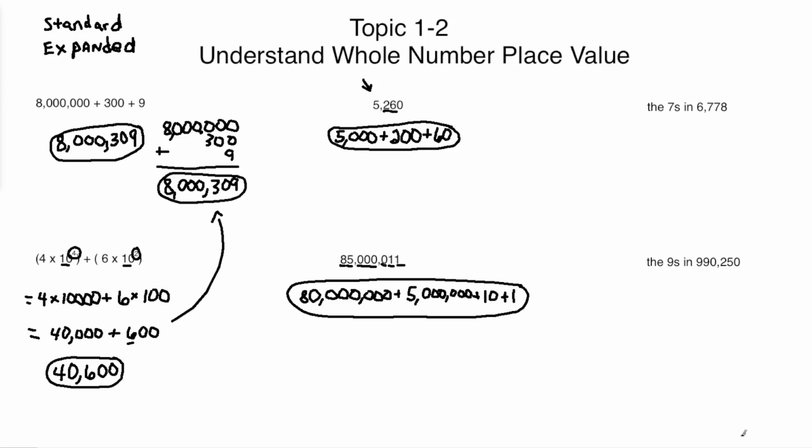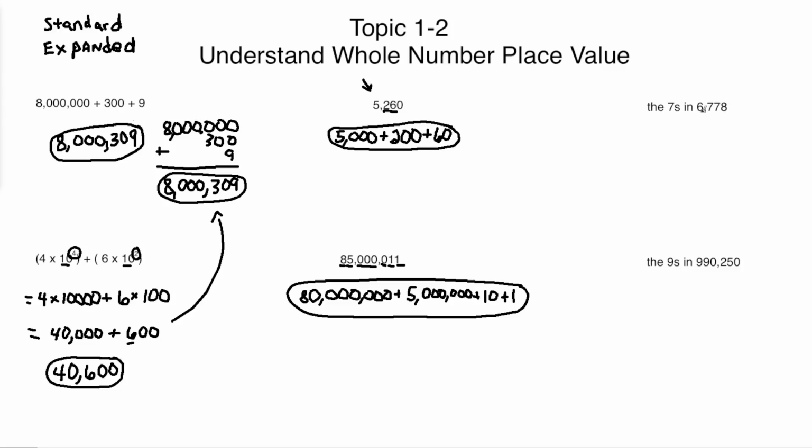Now, these last two problems, all they are asking you is the value. What is the value of the sevens in 6,778? So tell me the value that you think that these two sevens have. Go ahead and push pause.